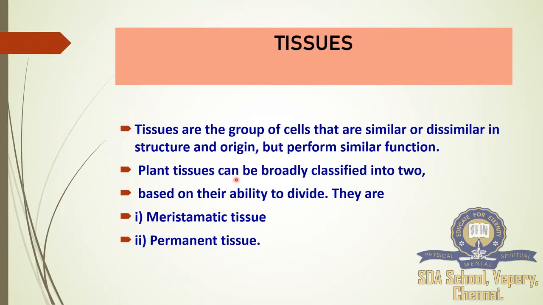Plant tissues can be broadly classified into two types based on their ability to divide. Ability means the work it is doing for the plant. They are meristematic tissue and permanent tissue. These are the cell types based on the functions taking place in the plant.